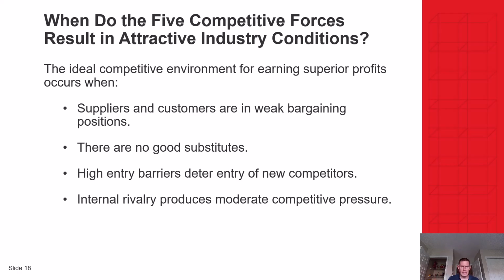So with that being said, the ideal competitive environment for earning superior profits occurs when suppliers and customers are in weak bargaining positions. Obviously, that's not good for us as consumers. There are no good substitutes. Again, not good for us as consumers. High entry barriers deter entry of new competitors, and also internal rivalry produces moderate competitive pressure.